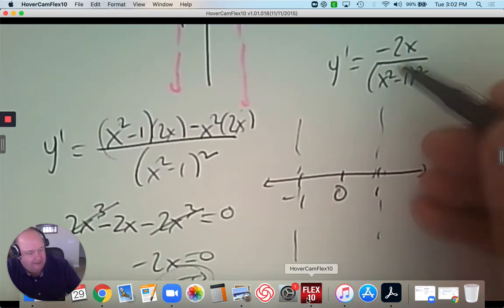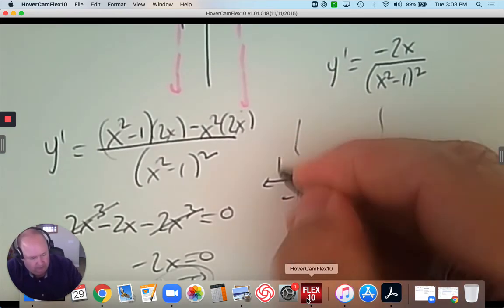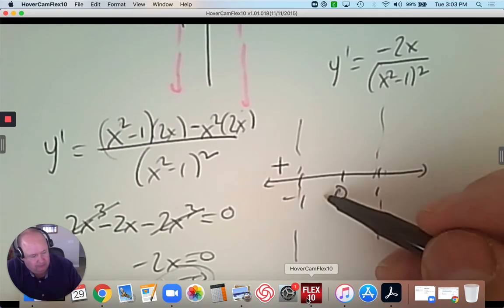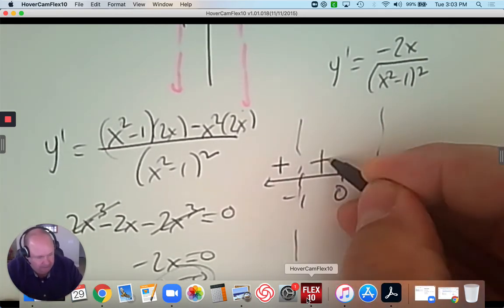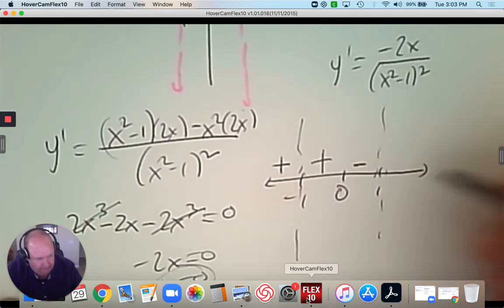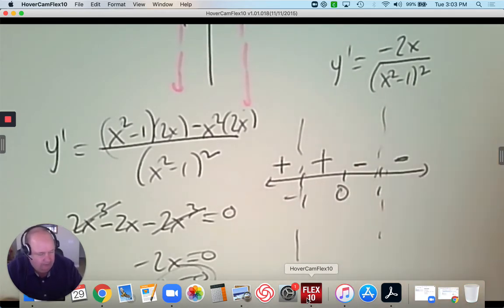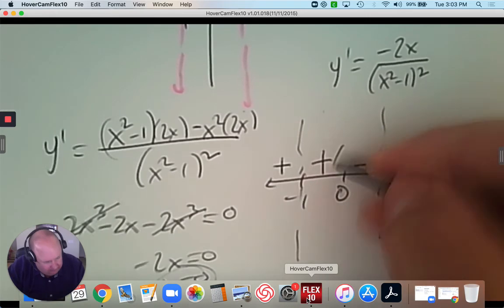If I plug in a negative number less than negative 1, you're going to end up with a positive answer. If you plug in negative 1/2, you'll end up with a positive answer. If you plug in positive 1/2, it'll be a negative answer, and then on the other side negative. So it's positive, concave up, and then here, what's happening at 0?